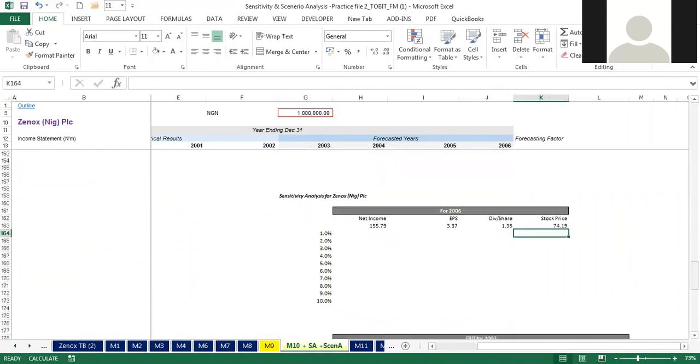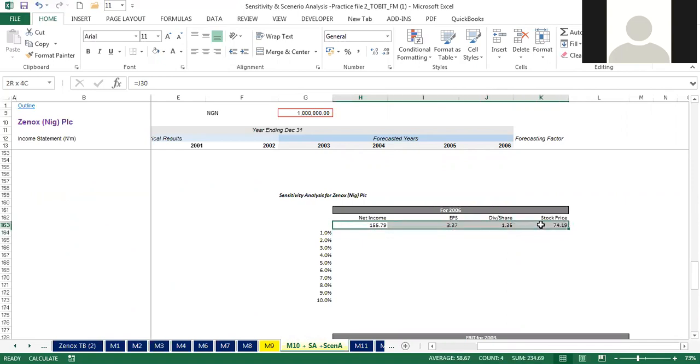So I believe this is understood, right? Yes, it's clear. Now, listen to this very carefully. What we have basically defined here are the various outputs that we expect if we change our forecasting factor. Now, we have been told here that we should create a one input data table to show this information.